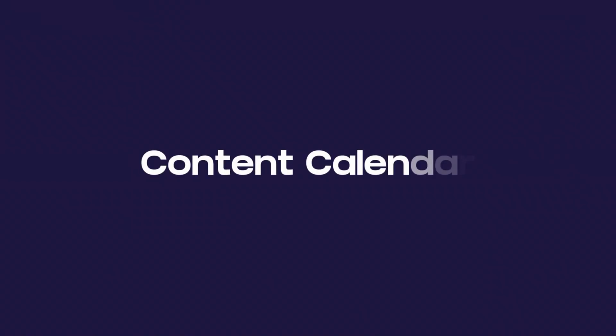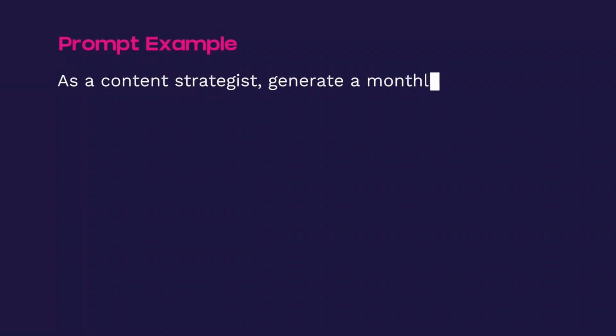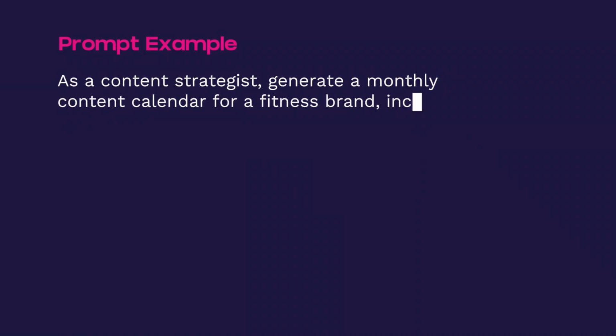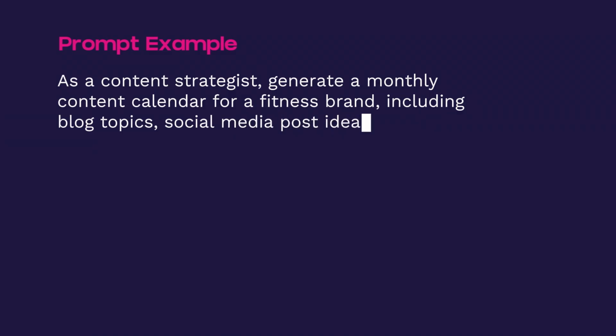You can also use ChatGPT for content calendar planning. So structure your content strategy for upcoming months. An example prompt here could be, as a content strategist, generate a monthly content calendar for a fitness brand, including blog post, social media post ideas, and key dates.